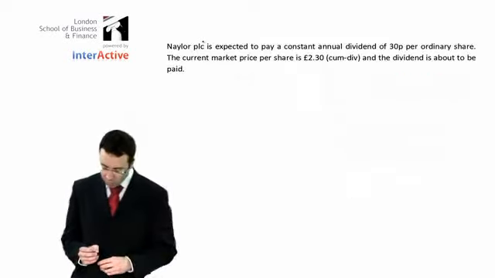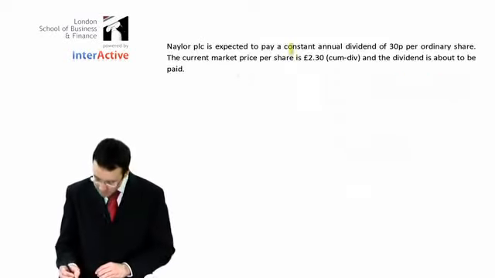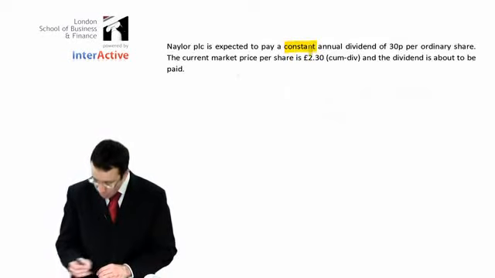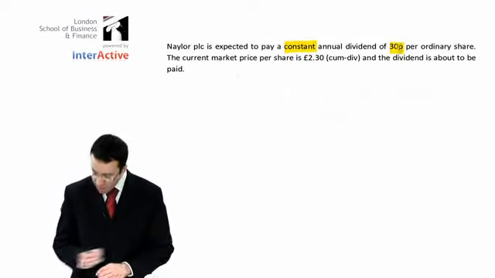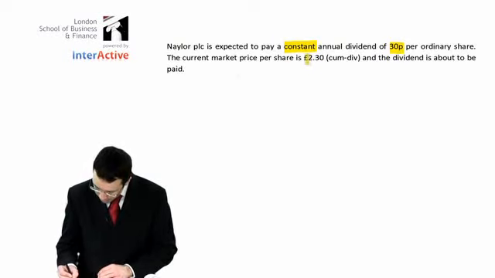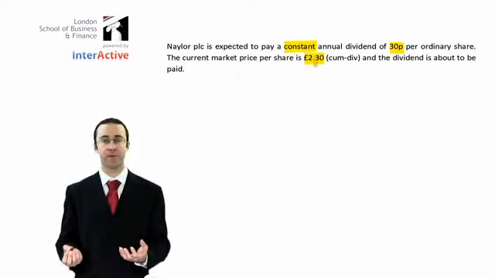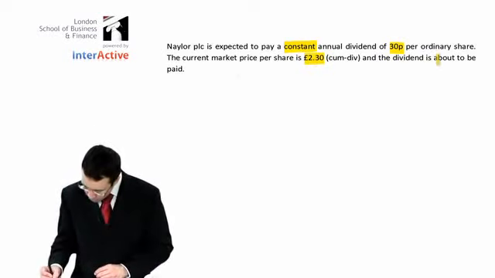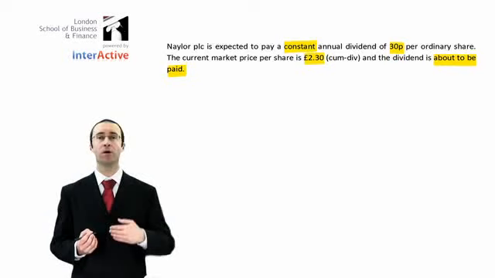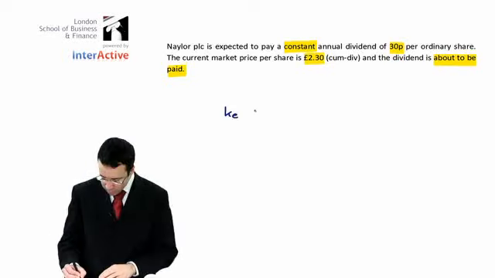If we look at our example, what have we got? We're expected to pay a constant dividend, so no growth. It's going to be 30 pence per share, and the market price is £2.30. We're told in brackets that it is cum div, but even if that wasn't the case, we could work out that it's cum div because that dividend is about to be paid. When it's about to be paid, the price is cum div. Once it has been declared, the share price drops by the value of the dividend down to its ex-div market value.